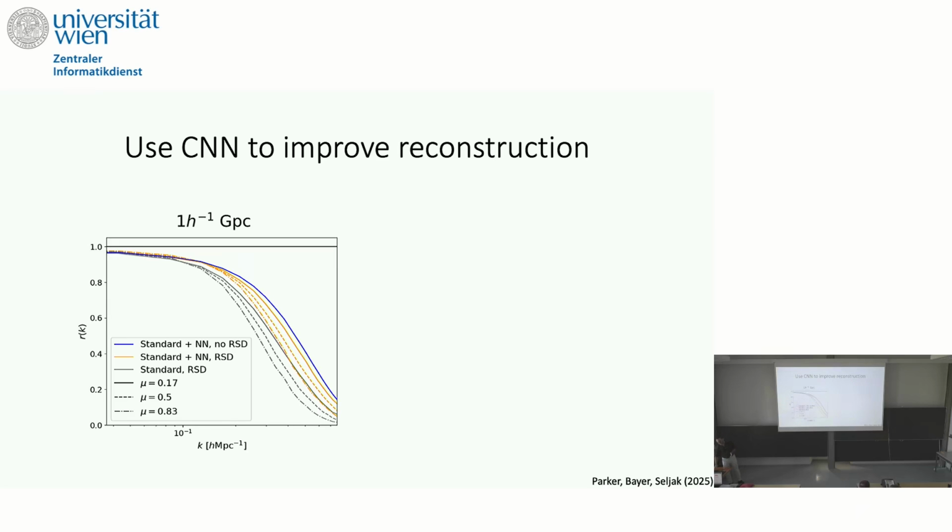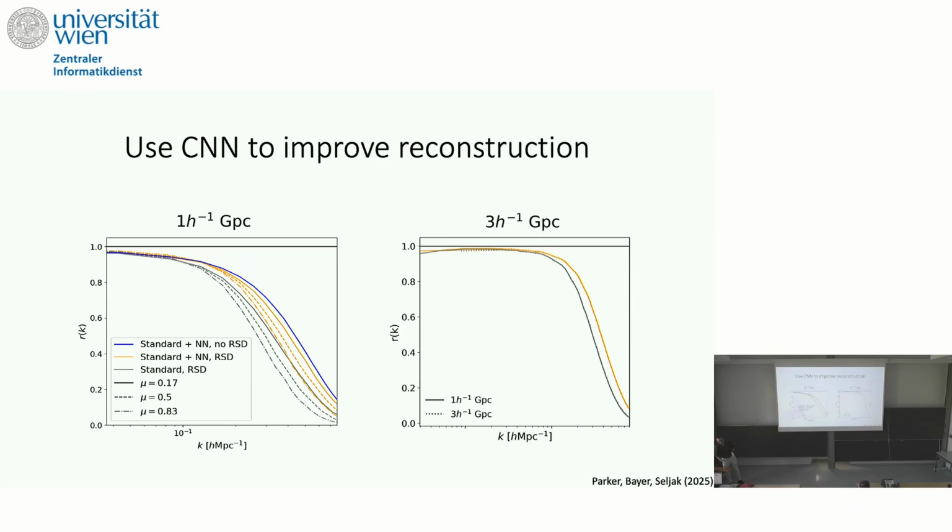But how does this scale up if I test on a 3 gigaparsec box? And so this plot is showing now, solid line is the 1 gigaparsec application, and the dotted line is 3 gigaparsec application. And you can see the solid and dotted lines agree with each other perfectly. So this is saying that the method scales up to larger volumes without any loss of quality. So that's very promising, scaling up to volumes like DESI and Euclid.